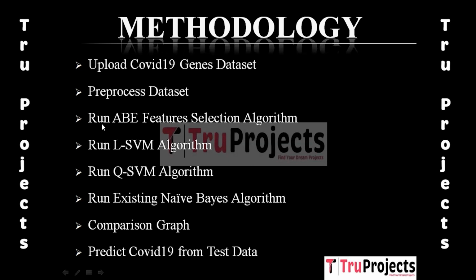The next module is run ABE feature selection algorithm. Using this module, we will apply the ABE algorithm to select relevant features and then split the dataset into train and test, where the application uses 80% of the dataset for training and 20% for testing.